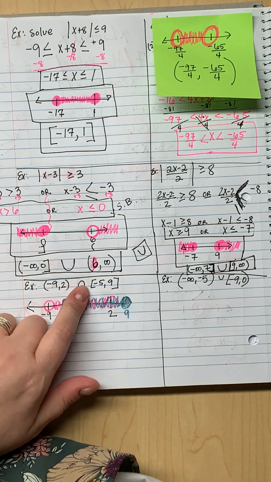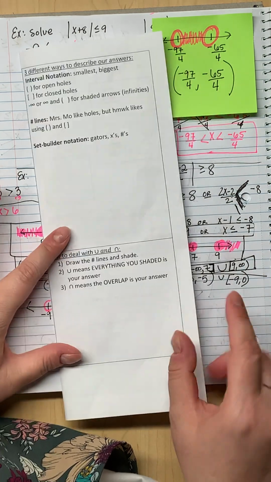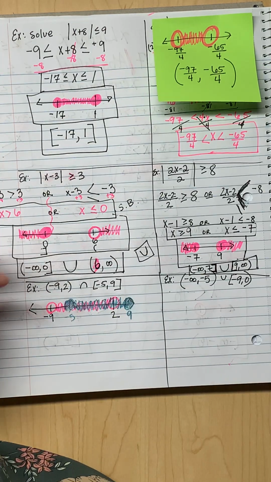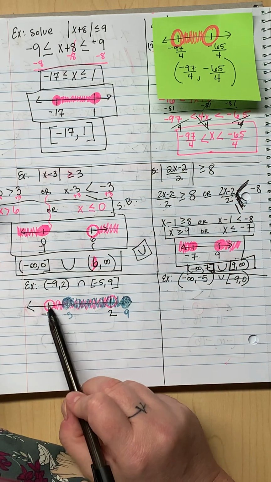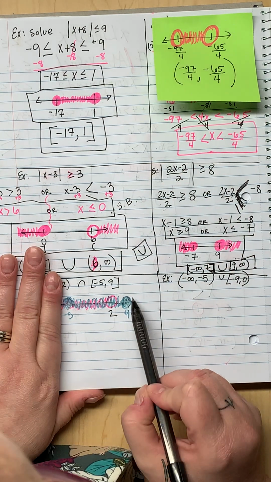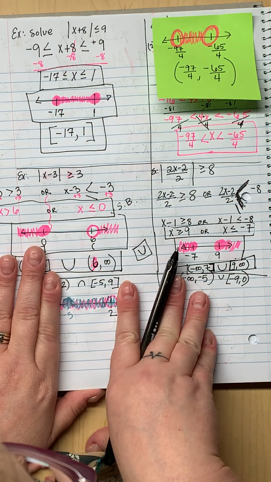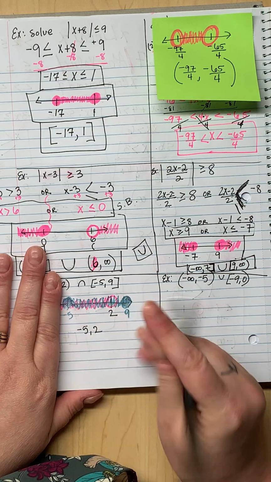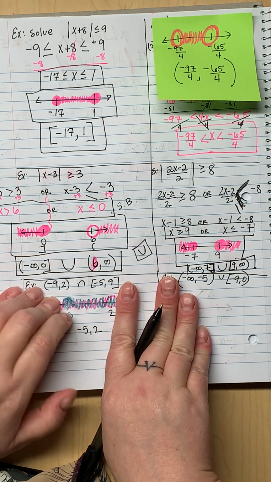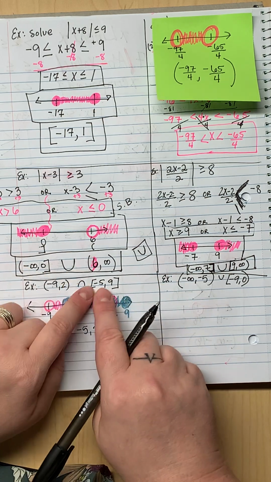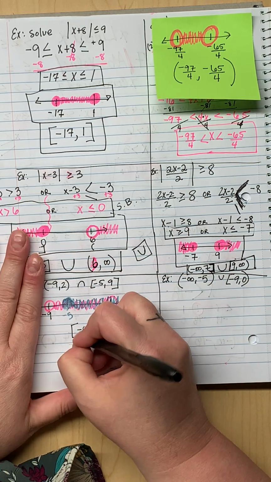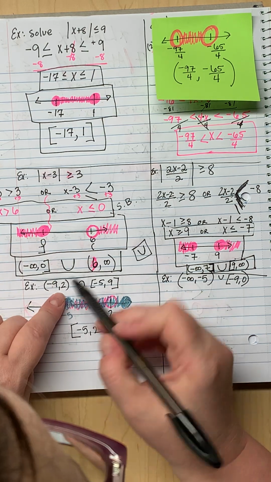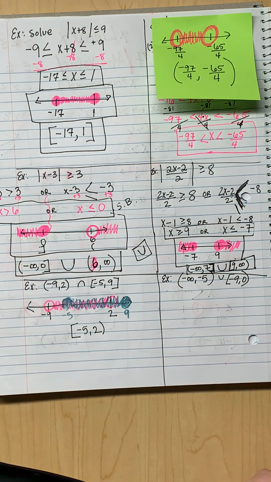Okay, now we have to figure out whether we're going to take all the shading or just what's in common. So this little upside down mountain means the overlap, as in where both of the colors are. So if I look for both my colors, it's not this area because that's just pink. It's not this area because this is just teal. It looks like -5 to 2 is where both the colors are. And -5 has a closed hole, which means bracket, or you can see up here that -5 has a bracket. And to 2, it's an open hole, or you can see over here, 2 has a parenthesis.